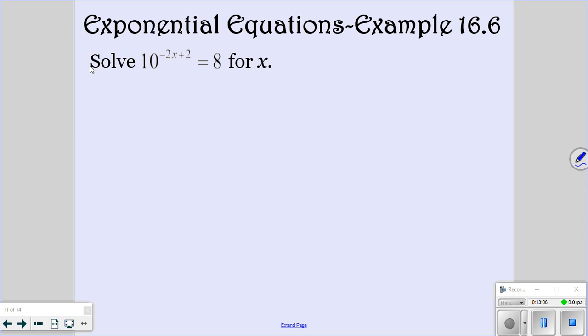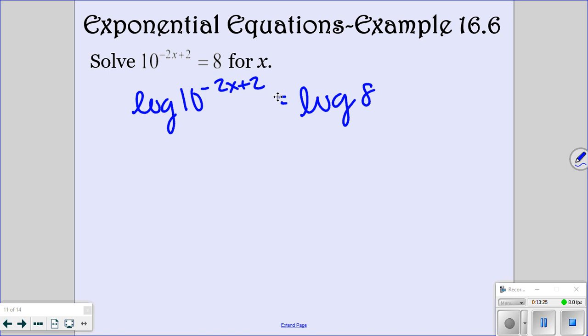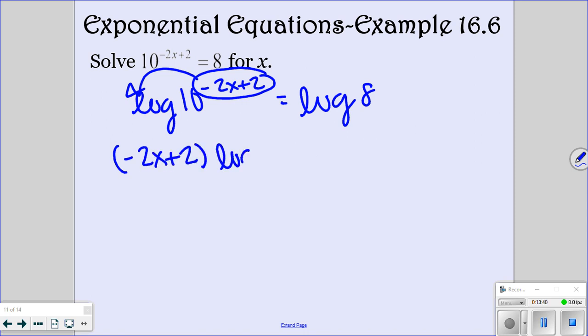Okay, now looking at this one. On this one, there's no way to make 10 and 8 have the same base. So we're going to have to use logs. And so the way that you do this is to do log on both sides of your equation. From there, we have an exponent, and so we can take this whole thing and move it to the front. And so you want to put parentheses around it because it's all in front of the log base 10.